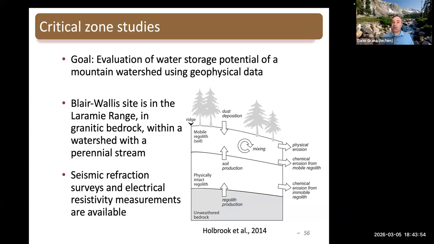It's where the rainfall infiltrates in the rocks. It creates some flow paths. That's where the roots of the trees propagate, and so it's called the critical zone because it's responsible for the development of the ecosystem. Now, the Blair Wallace site is one of the most studied from the geophysical point of view. It's 10 miles east of Laramie.